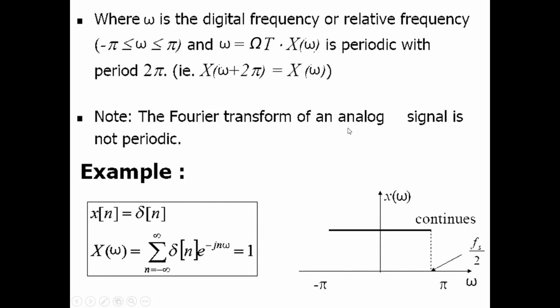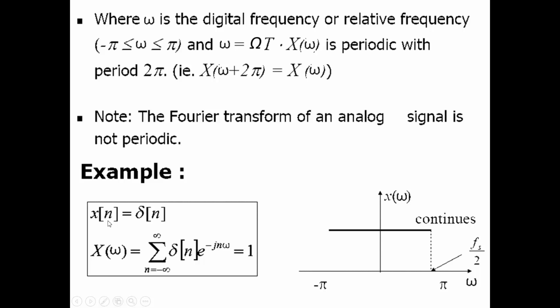The Fourier transform of an analog signal will not be periodic. In the case of an analog signal, if you take the Fourier transform, it will not be periodic. But in the case of a digital signal, the DTFT, the Fourier transform will be periodic with a period of 2 pi.